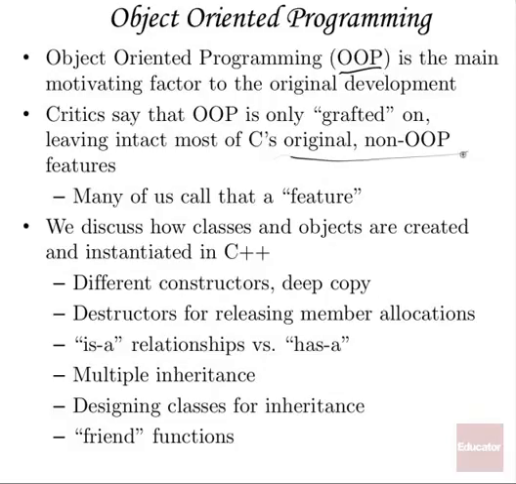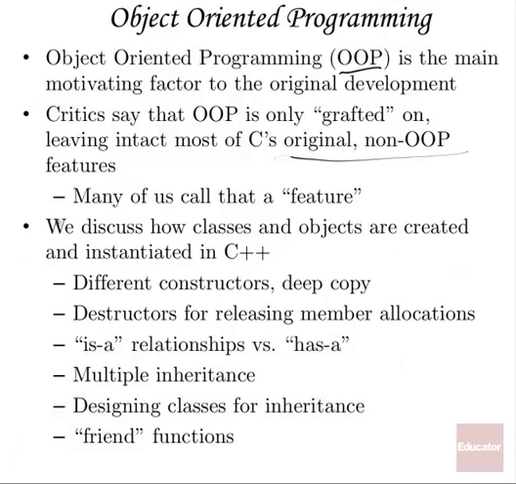Many of us don't call that a bug. We say that's a feature. We like the fact that if we need object-oriented programming, it's there, we can use it. If we don't need it, we don't have to use it. So that's one of the strengths of C++ as compared to a lot of other languages where everything is forced into being an object, even things that really should not be considered an object.